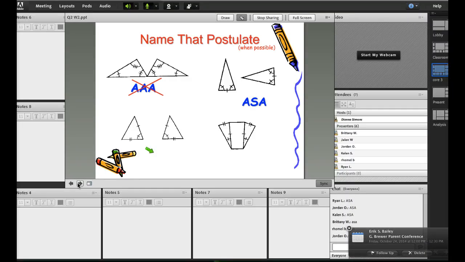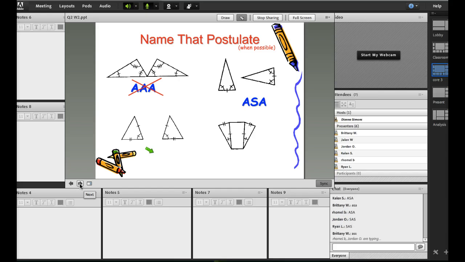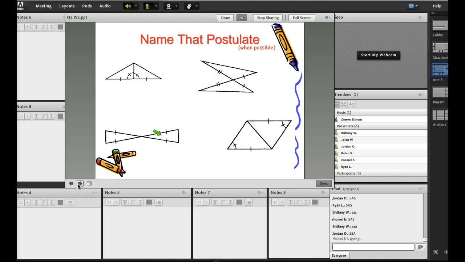Okay. What about the next one? Angle, side, angle. What about the next one? Oops, sorry. We're over here. And we said side, angle, side. And the last one is side, angle. Is that a postulate? No.